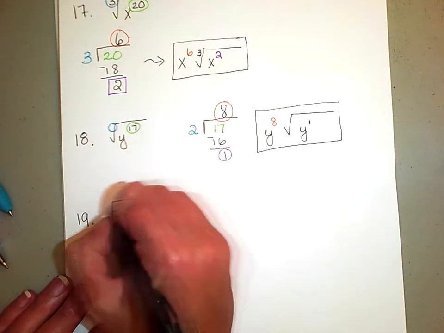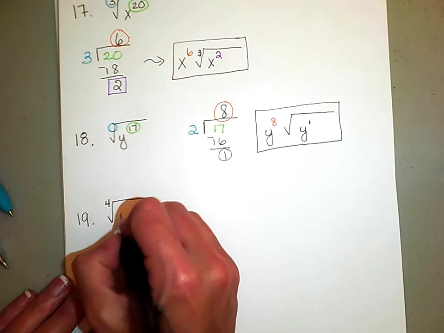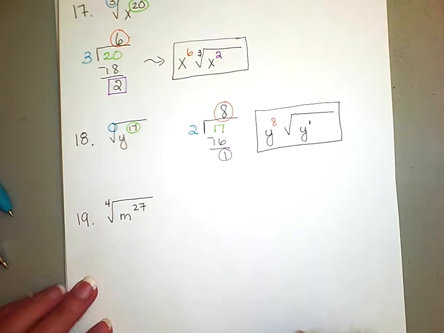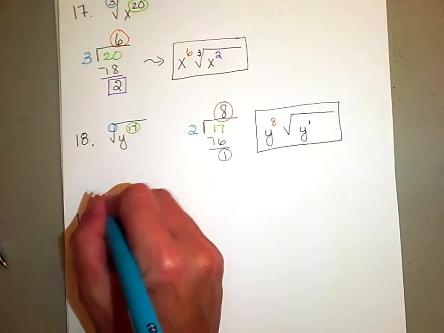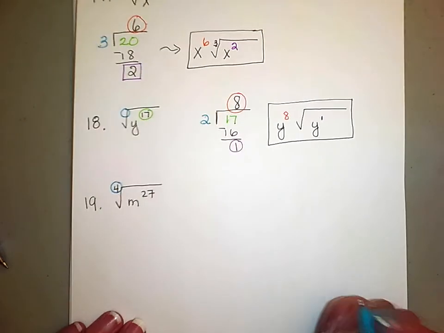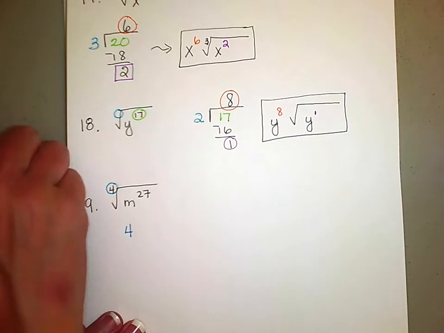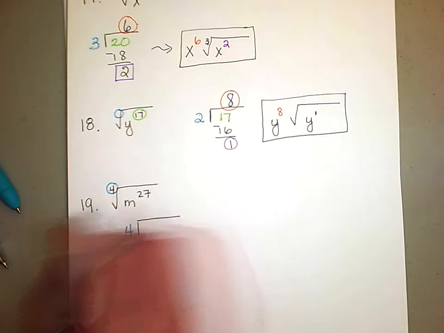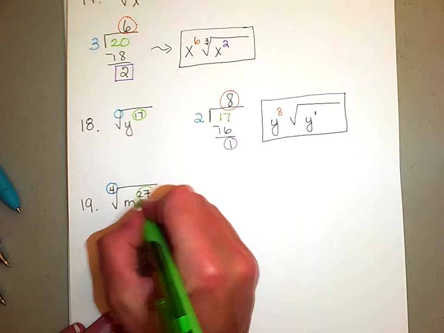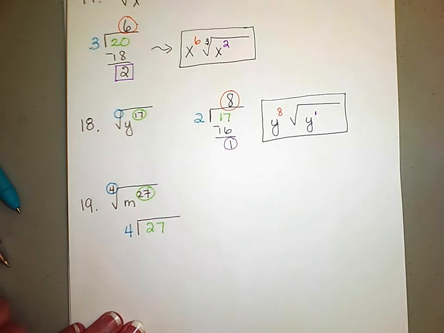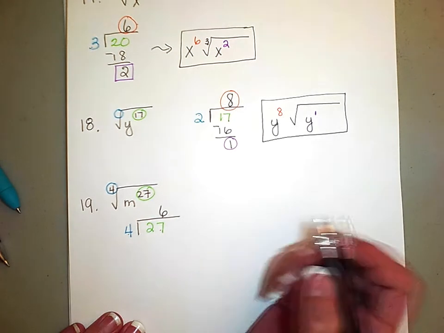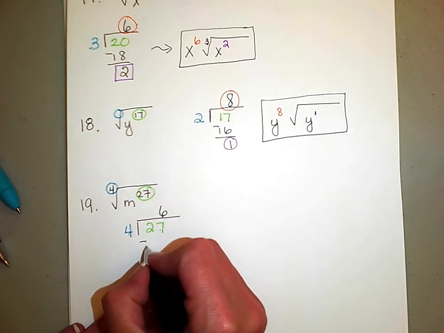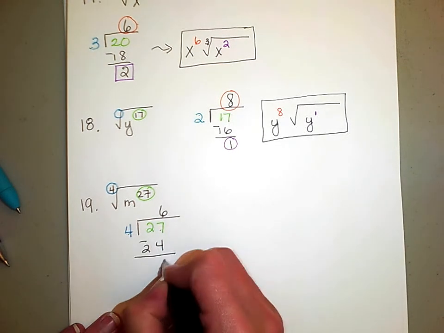Now in 19, we're taking a 4th root of m to the 27th. So the process is still the same. It's just now I look to here. I'm looking for a group of 4. So I want to know how many groups of 4 do I have in the number 27. Well, 4 goes into 27 6 complete times. 6 and 4 is 24. And now I have a remainder of 3.